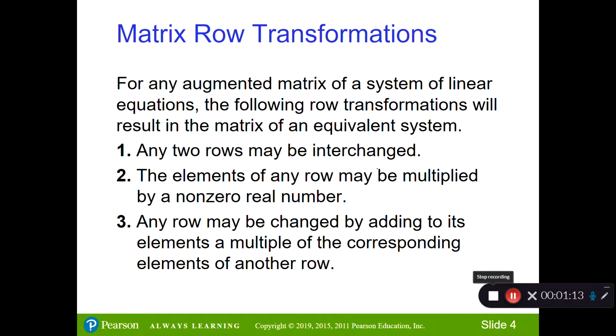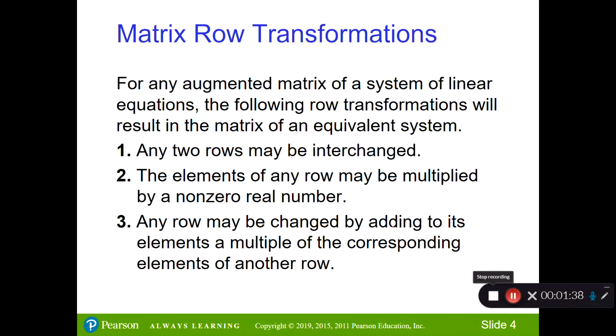So any two rows may be interchanged. That's like writing the equations in different orders. It wouldn't change the solution to the system. The elements of any row may be multiplied by a non-zero real number. That's equivalent to multiplying both sides of an equation by the same non-zero real number. The equation would stay balanced.